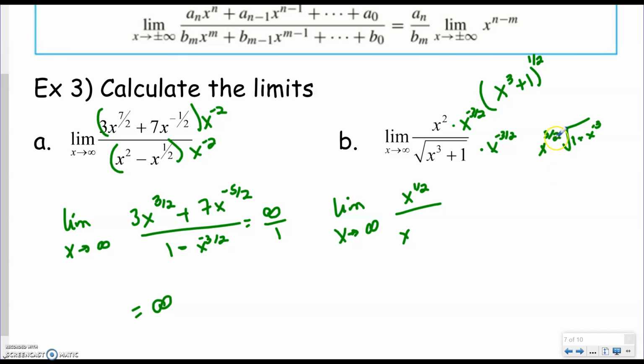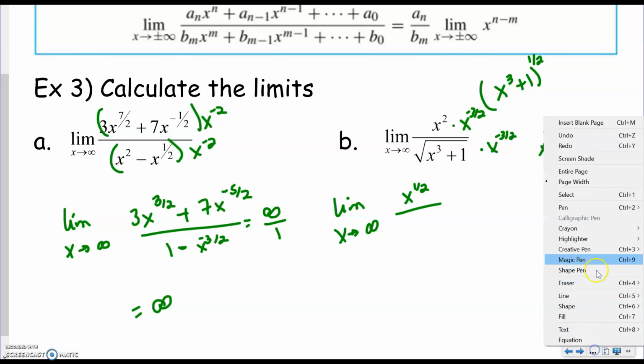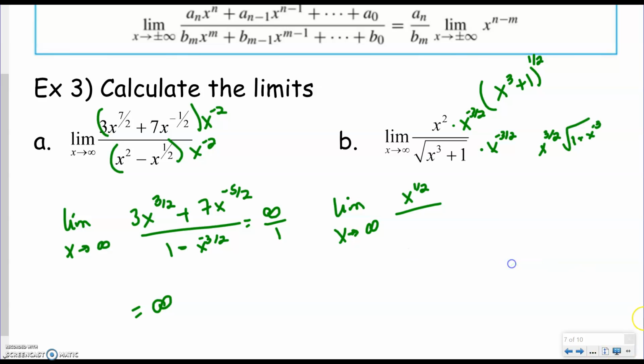I'm going to simplify that. So when I multiply it, I get, sorry, doing notes off to the side. Okay, so when I simplify that, I end up with, I factor this out, multiplied by this, I get the square root of 1 plus x to the negative 3 here. So this goes to infinity. This is 0, so the square root there is 1. We get infinity there as well.